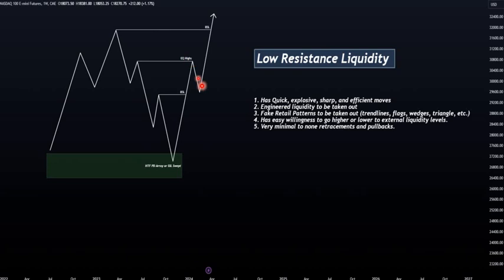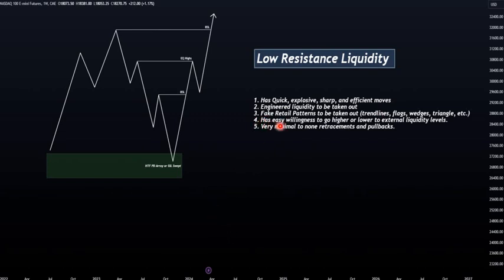Retailers go short here because they think price is bearish in this instance. We are not. We are still bullish. We want to target this external buy side. So we take out equal highs. We also take out the trend line liquidity as well. So because of those two things, retail patterns are another thing that can indicate to us low resistance liquidity.